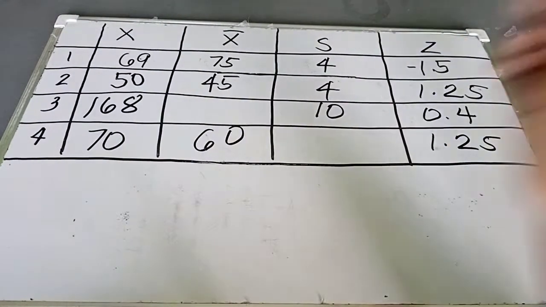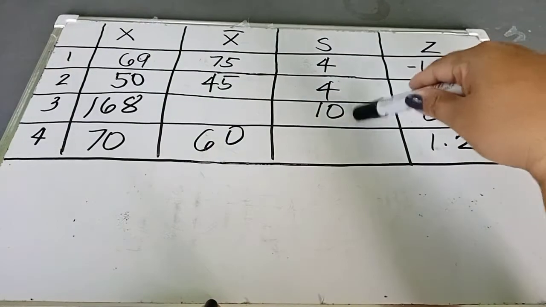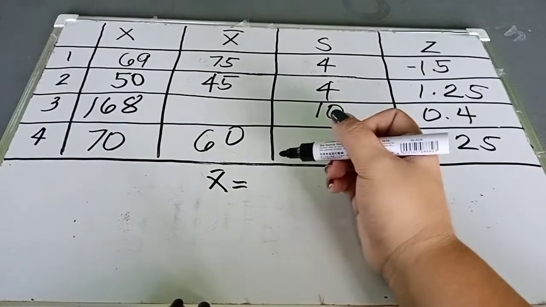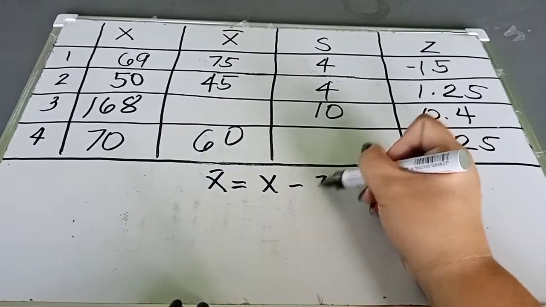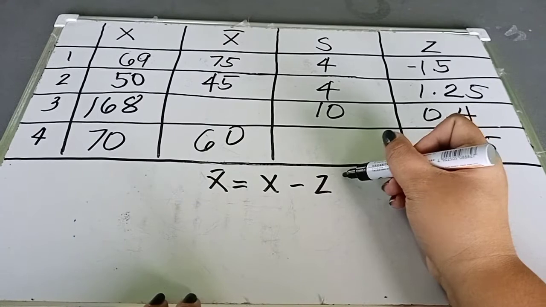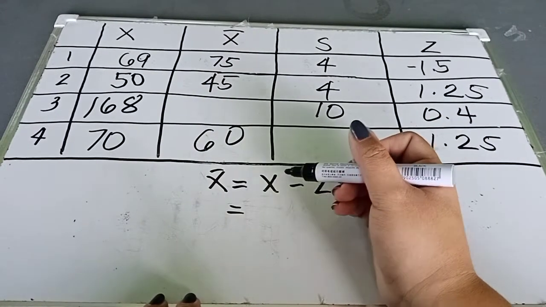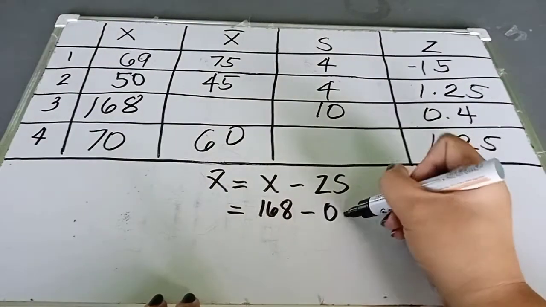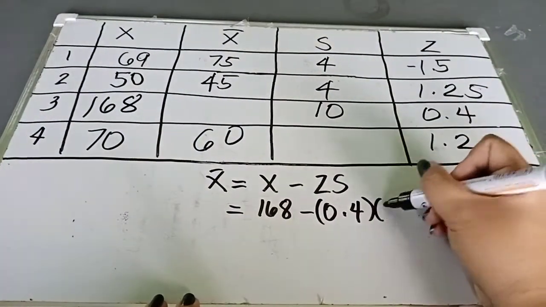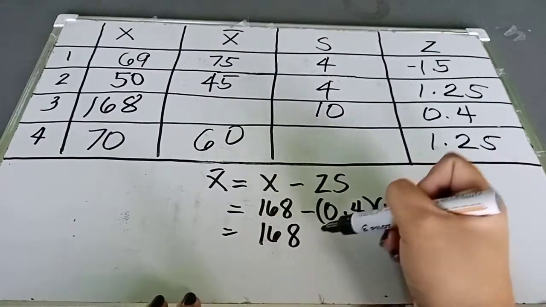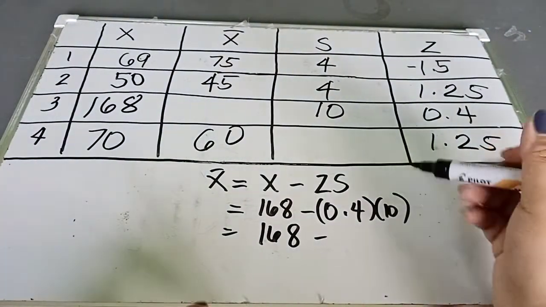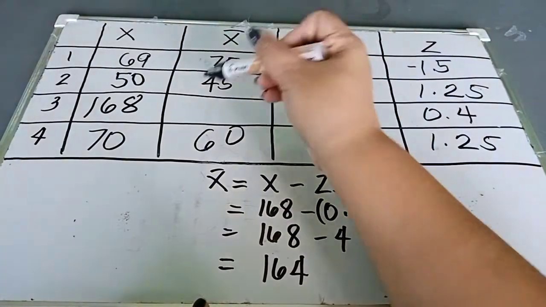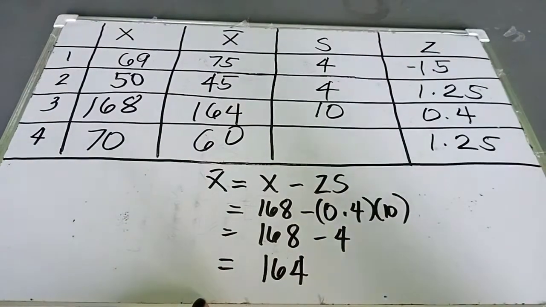Next class, let us have example number 3. You have the given measurement, the standard deviation, and the z-score. We need to find the mean. In finding the mean, use the formula: given measurement minus the product of the standard score and the sample standard deviation. Your given x is 168 minus your z-score, 0.4, multiplied by the standard deviation, which is 10. So you have 168 minus 0.4 times 10, that is 4. 168 minus 4, so we have 164. So 164 is our mean in this given example.